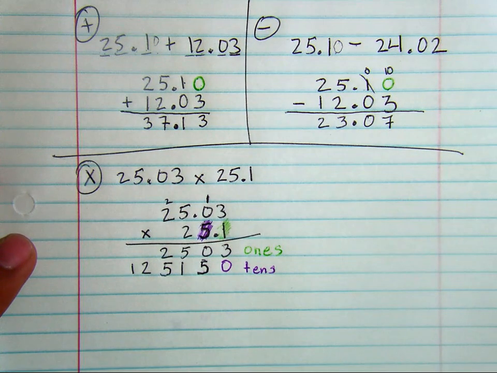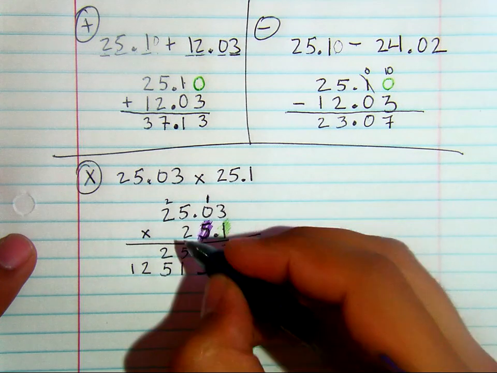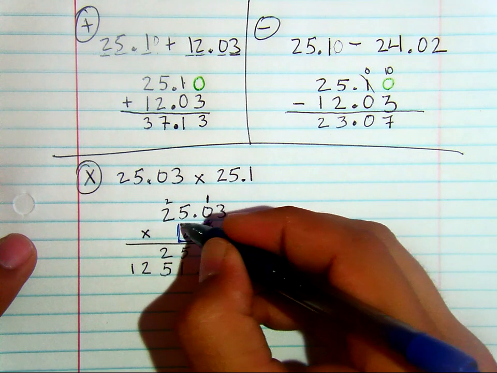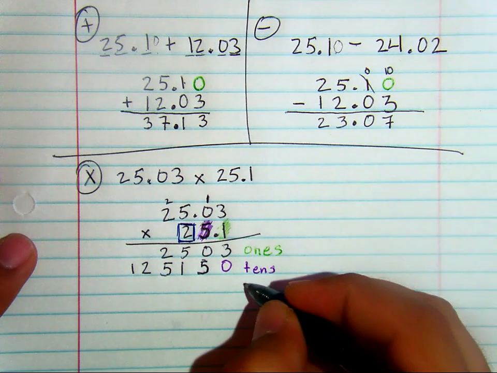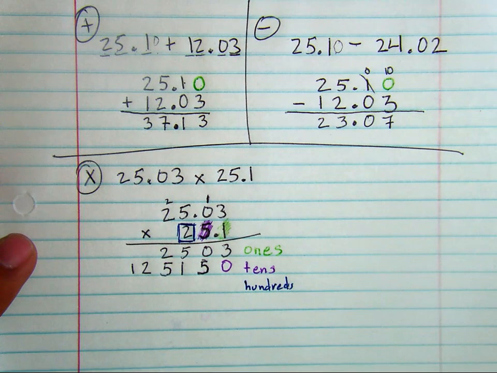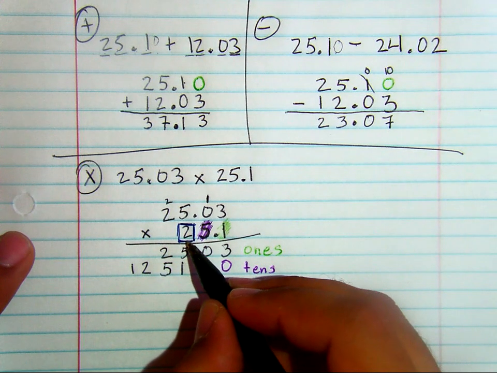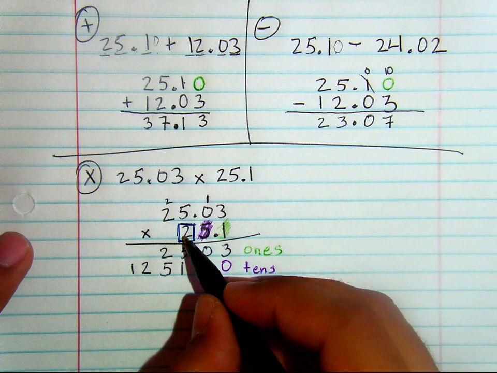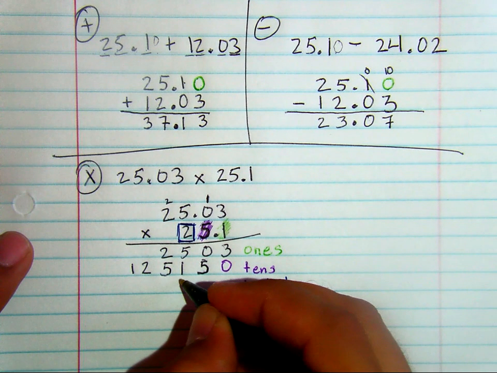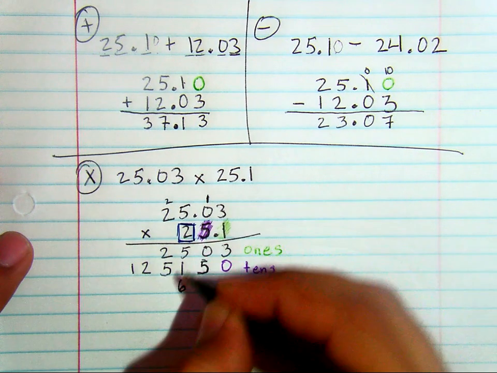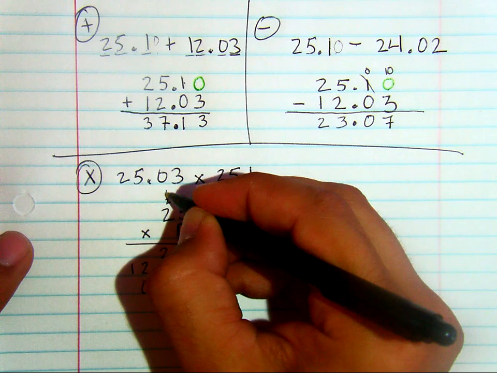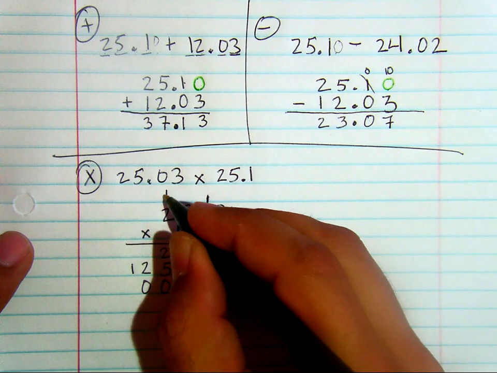Alright, but now we still have one more place value to consider. Okay, and this is the hundreds place. So as we consider multiplying this place value, we have to make sure that 2 times 3 is 6. 2 times 0 is 0. 2 times 5 is 10. And 2 times 2 is 4 plus 1 is 5.